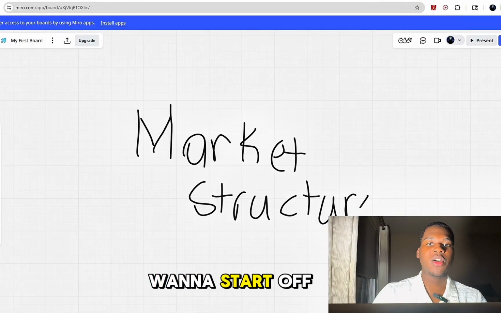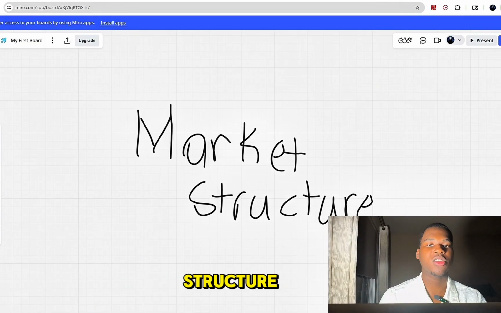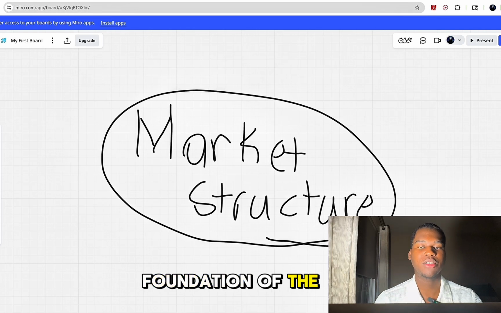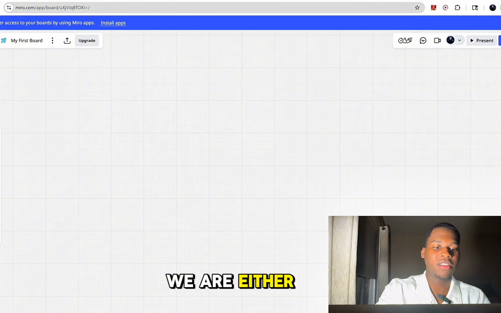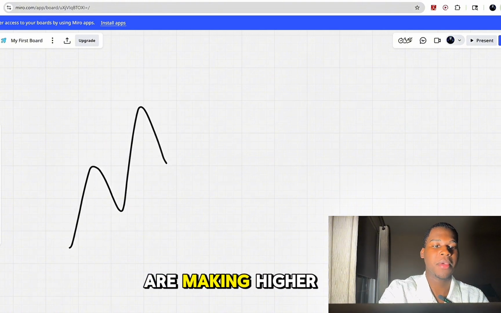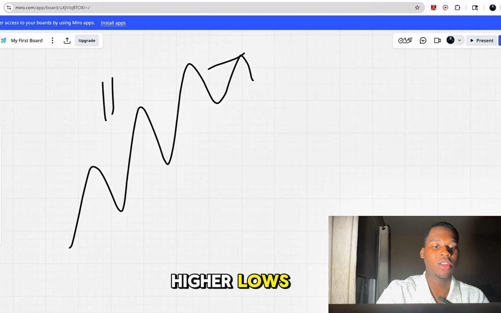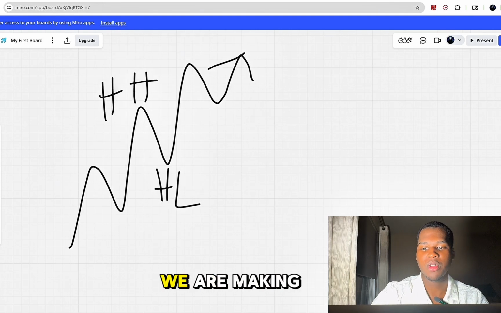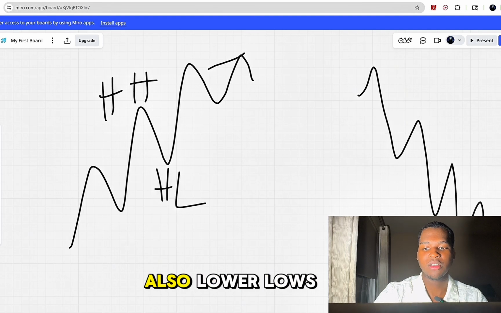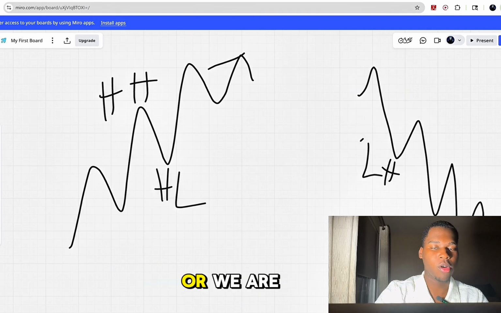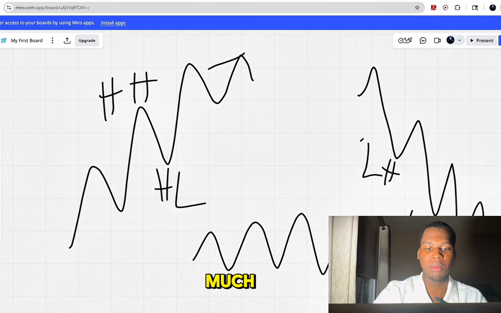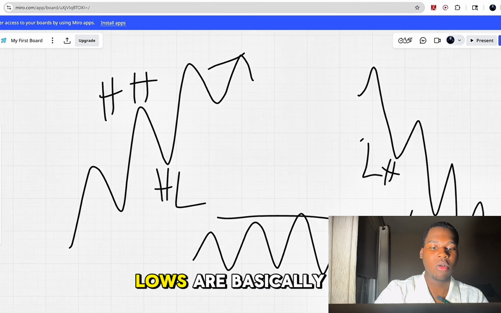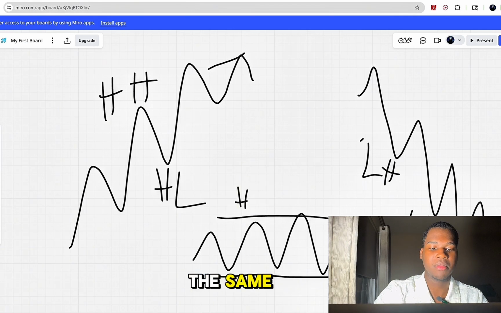So first, we want to start off with identifying market structure, which is the foundation of the strategy and the foundation of the markets. Now, the market is either moving one of three ways. We are either inside of an uptrend where we are making higher highs and also higher lows, a downtrend where we are making lower highs and also lower lows, or we are inside of consolidation where we aren't really moving that much. The highs and lows are basically the same.